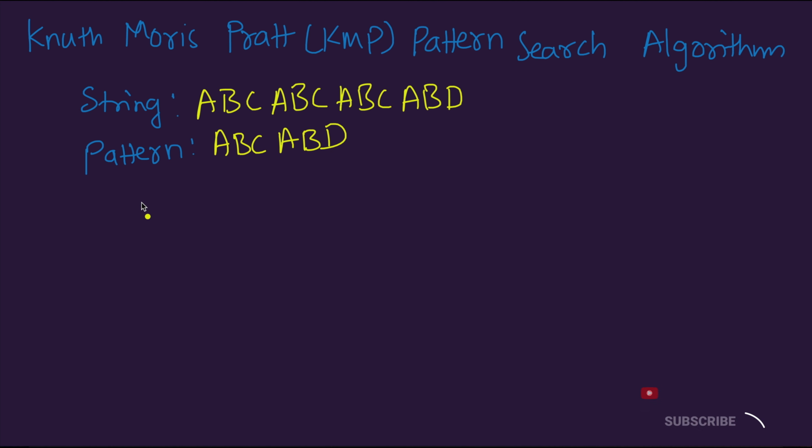In this video, we will look into how the KMP pattern search algorithm works. The KMP pattern search algorithm is basically used to find a pattern in a given string. It helps you in searching. Let's say you want to find ABC in a whole file, this is the actual algorithm that works to find the pattern.